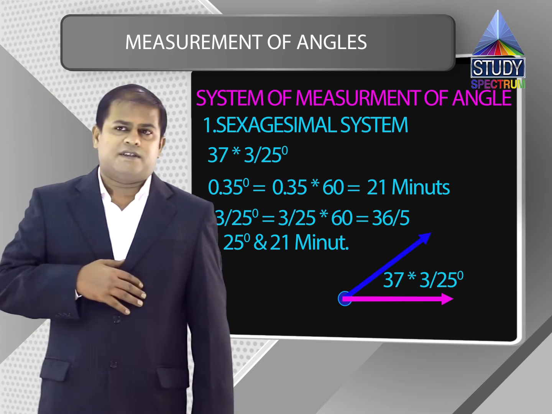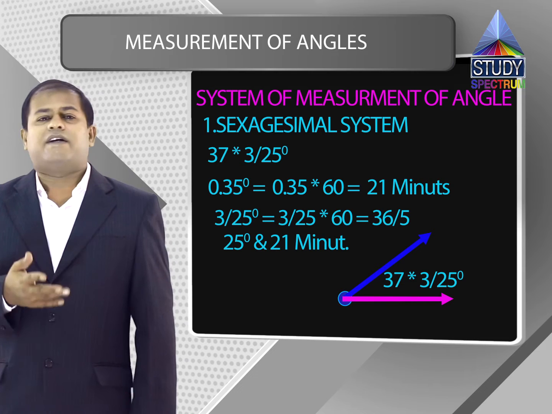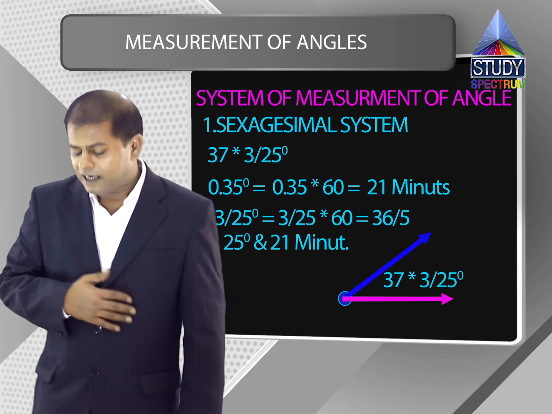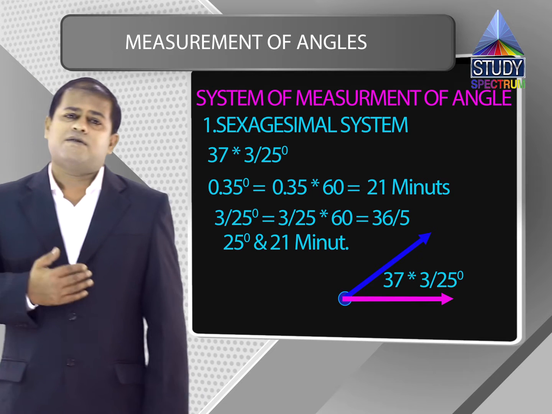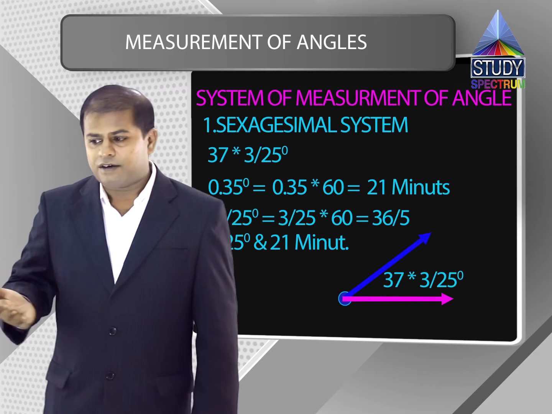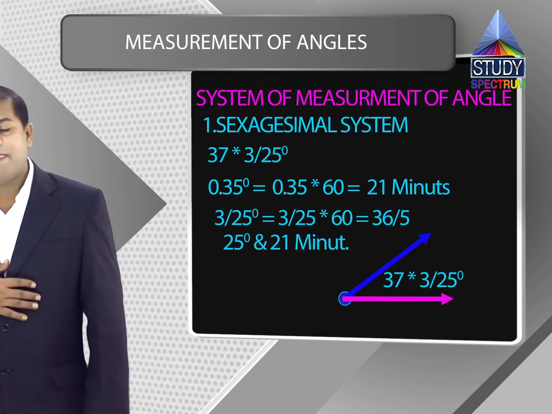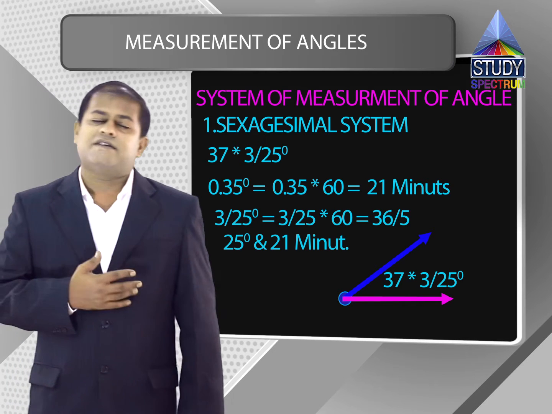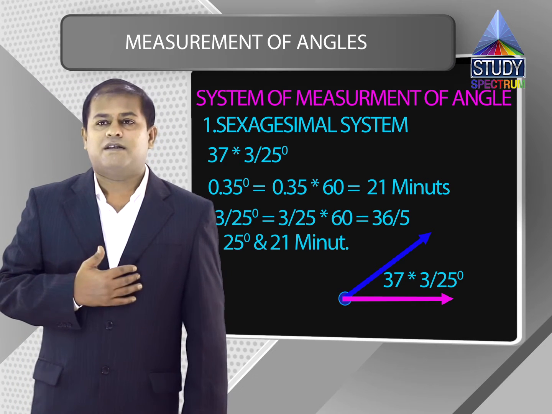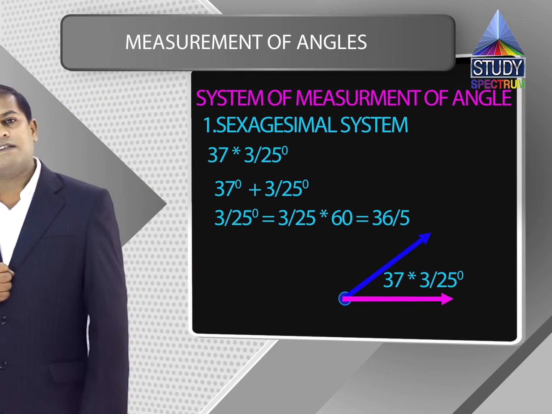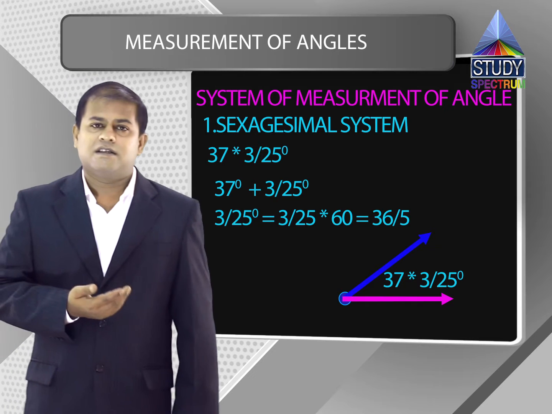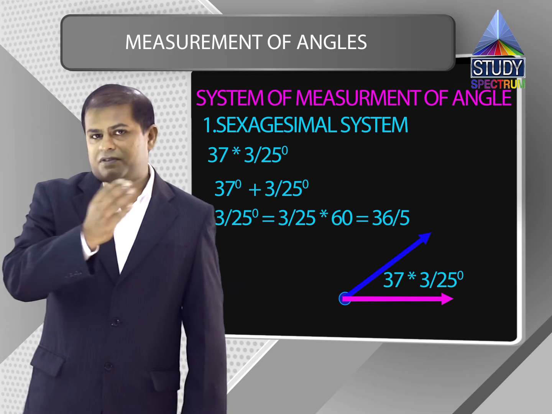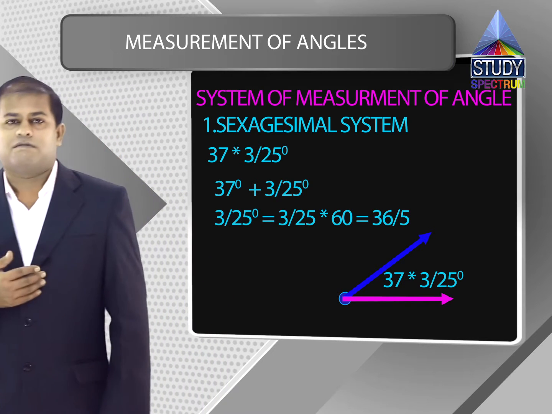Take another example. Suppose there's an angle of measure 37 and 3 by 25 degrees. We have to convert it to degrees, minutes and seconds. So what is the whole number here? 37 degrees. What is the fractional part? 3 by 25 degrees. Since 1 degree is 60 minutes, let's convert this fractional part, 3 by 25, into minutes.